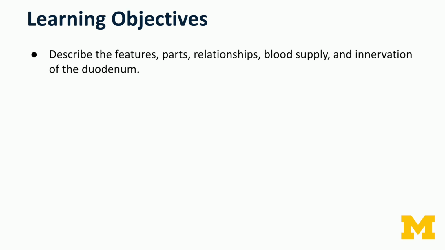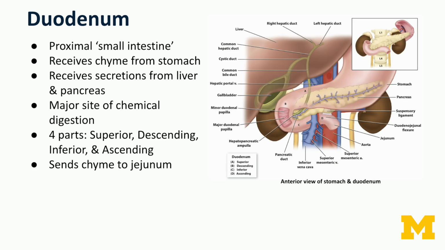In this video, we'll describe the features, parts, relationships, blood supply, and innervation of the duodenum. The duodenum is the proximal part of the small intestine, which consists of the duodenum, the jejunum, and the ileum.